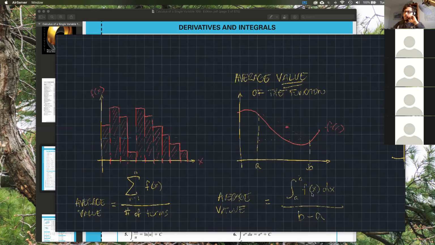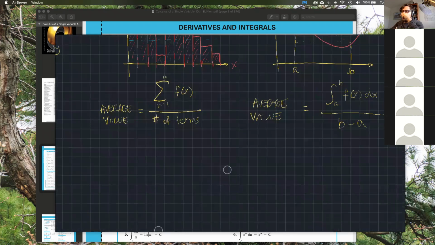What we're essentially doing is finding the sum of all the things. We find a total area and then divide it by the width to find the average height. So we're basically turning this into a rectangle that has an equivalent area, right? So that's what we do.